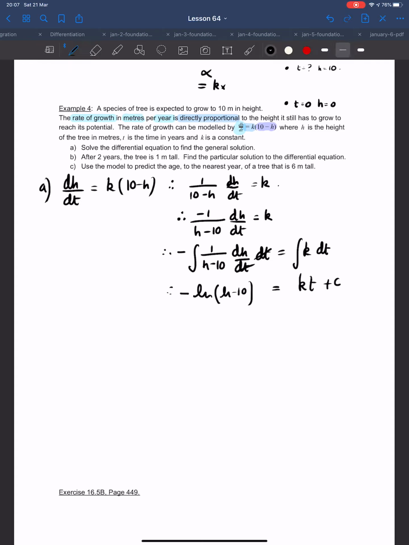Right, then we've got, just thinking what to do with the minus sign. We'll just put it in as a power. Leave it there.